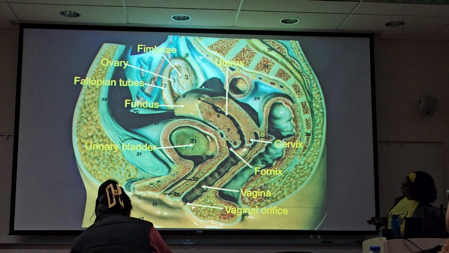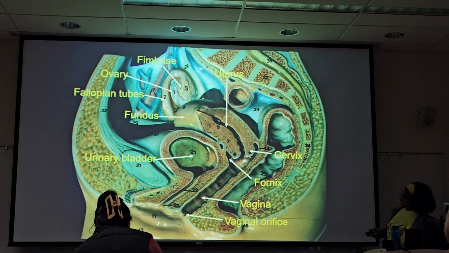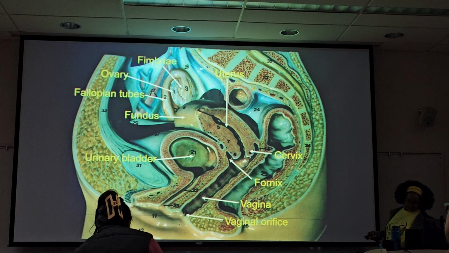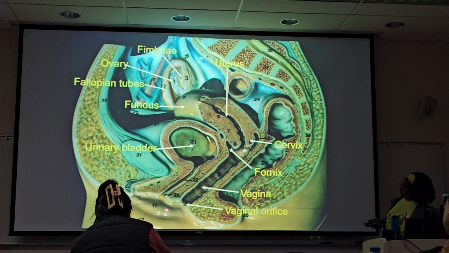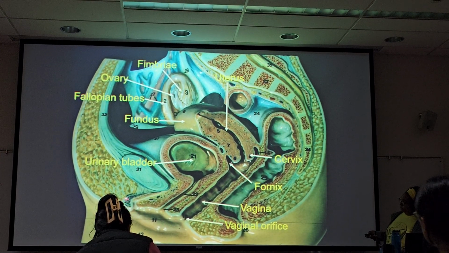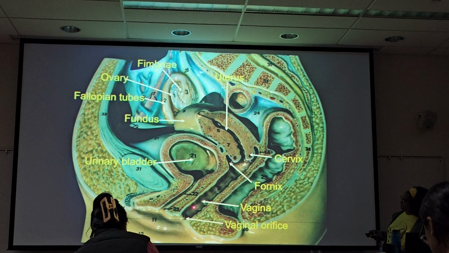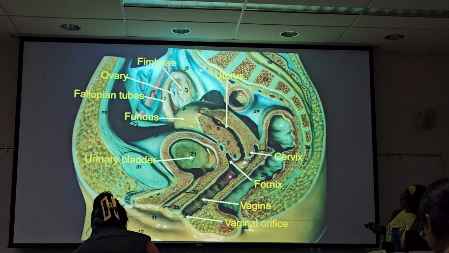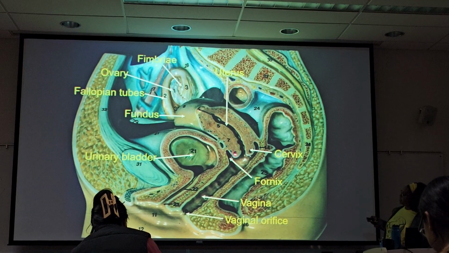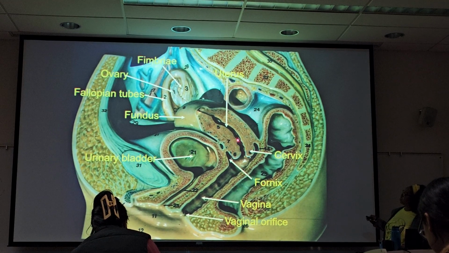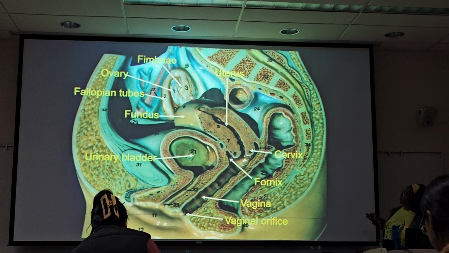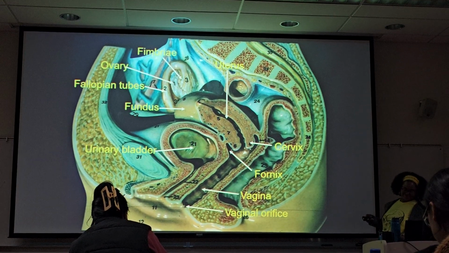So here you'll see labia minora, labia majora, including the clitoris, the entrance into the vaginal orifice, heading into the vagina, where we find the fornix, surrounding the cervix, the entrance into the uterus, fallopian tubes, ovaries.